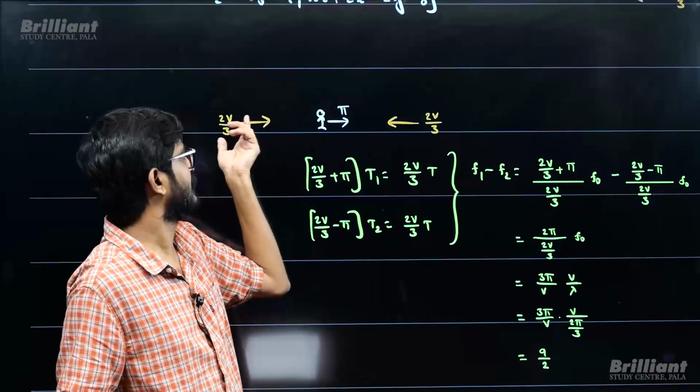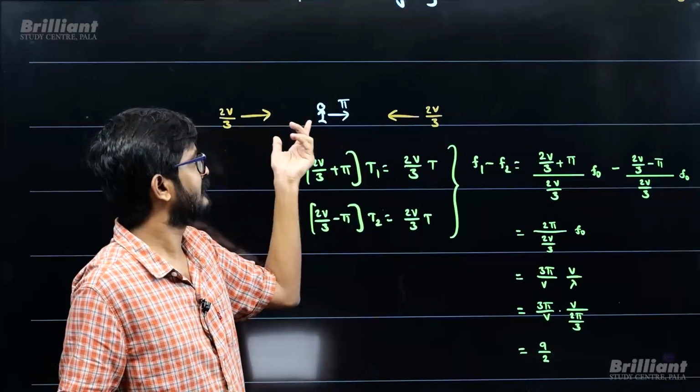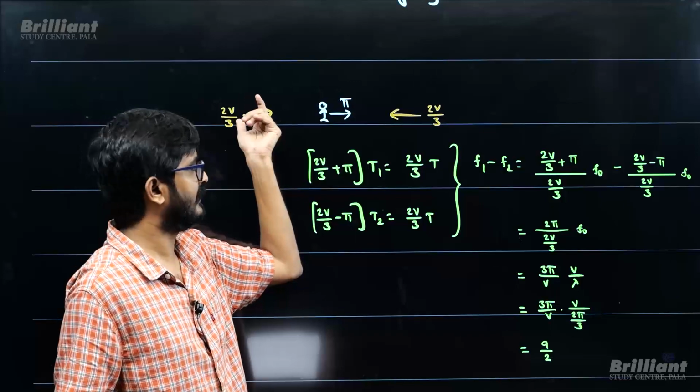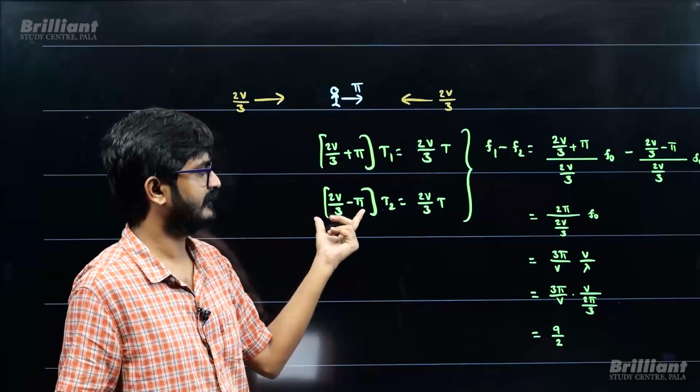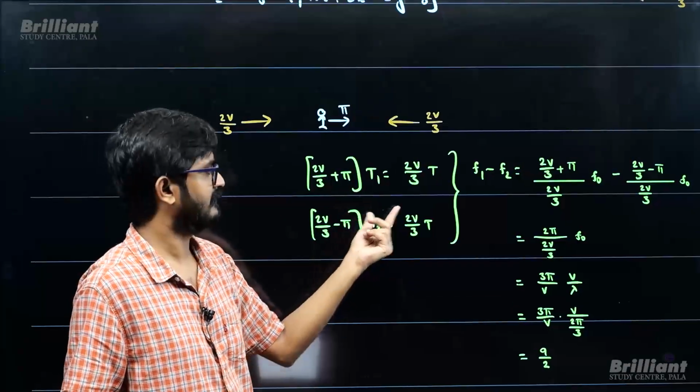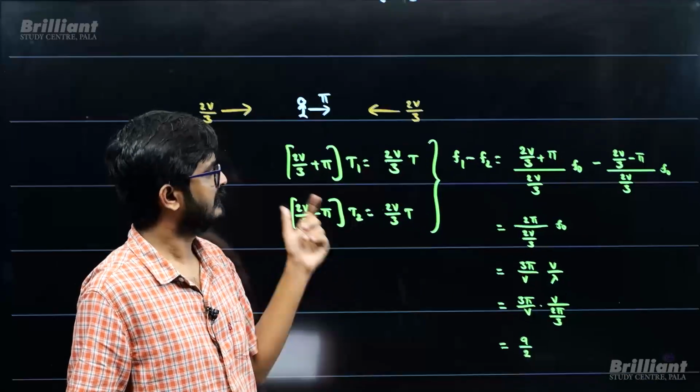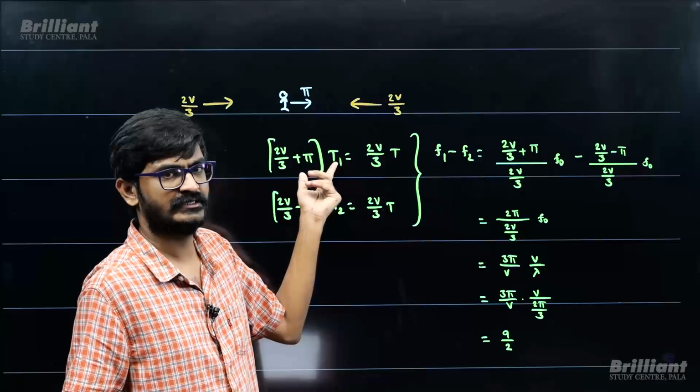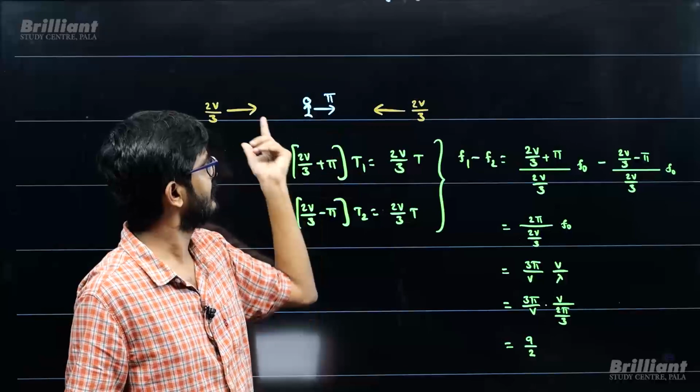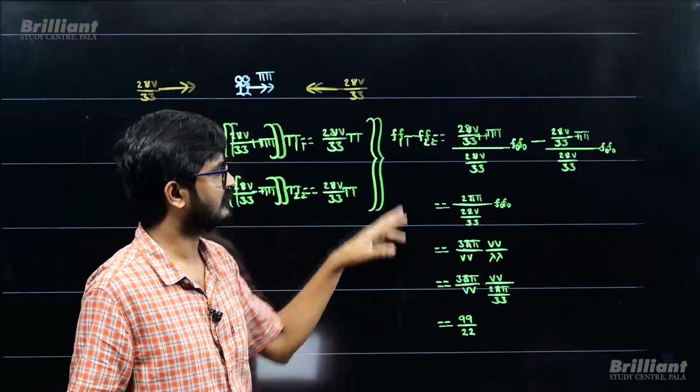Now what about this guy? This guy will be emitting balls, but relative to me, his speed will be 2v by 3 minus u. Relative speed into the time interval t2 equals the distance between the balls. So 1 by t1 is the frequency at which I will be collecting these balls, and 1 by t2 is the frequency at which I will be collecting these other balls.